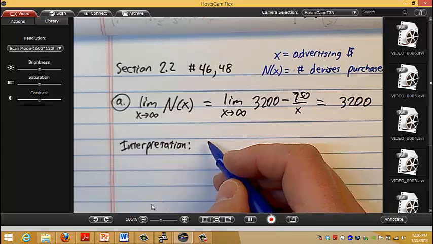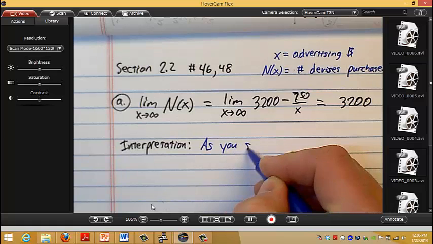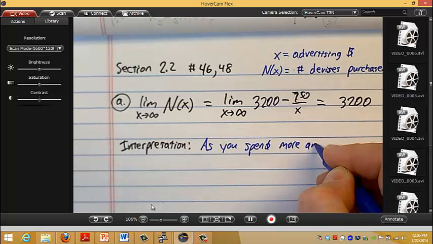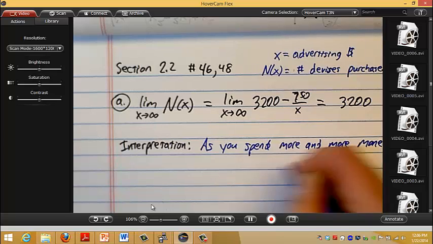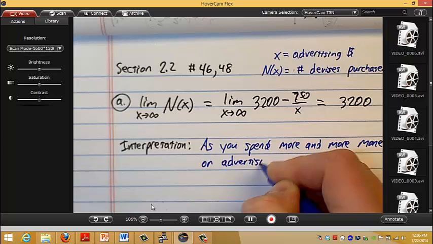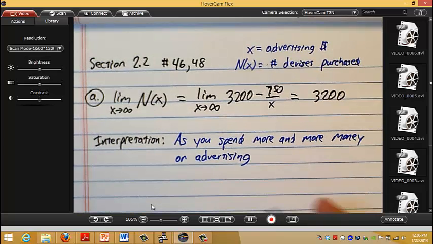It'll approach 3,200. So, as you spend more and more money on advertising, that's not the result I wanted as a business manager, is it? I figure if I spend more money, I get more sales, right? But why doesn't that happen? It's not that simple, is it? See, this is real life.